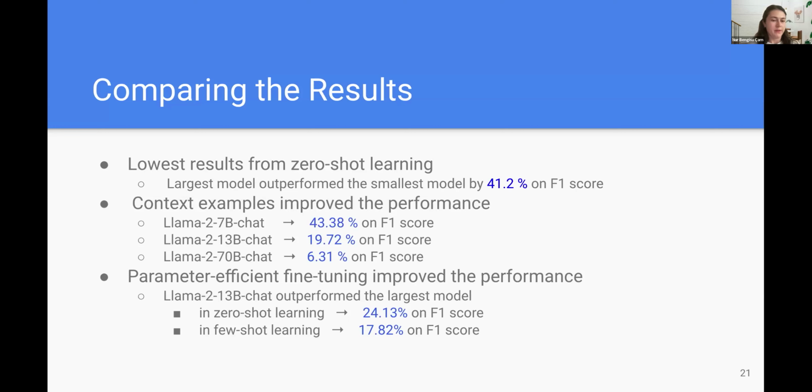And with the parameter efficient fine-tuning, the results improved, especially if you look at the Llama 30 billion chat model. It outperformed the largest model's scores in the zero-shot setting by 24.13% on F1 score, and in few-shot learning, the model outperformed the 70 billion model by 17.82% on F1 score.